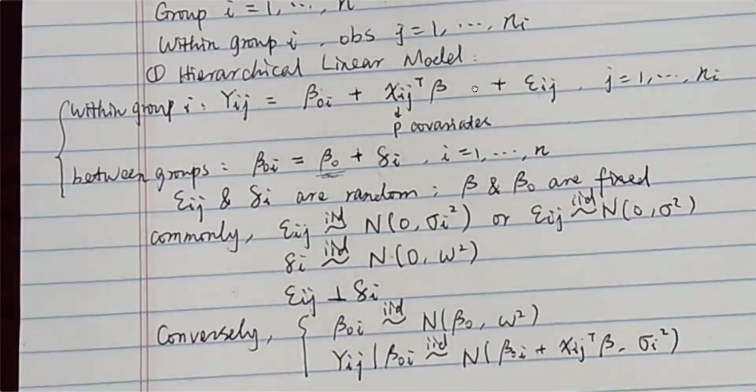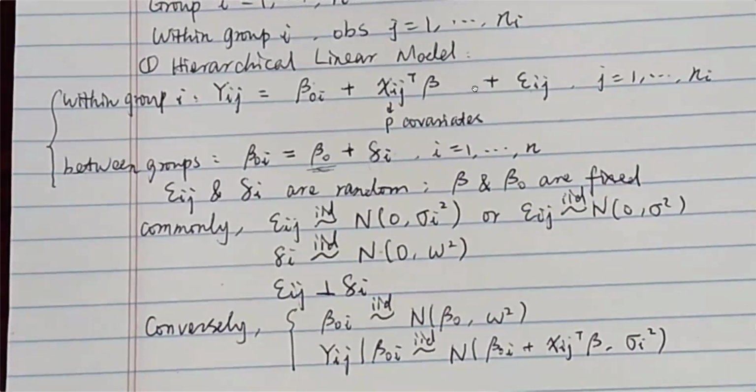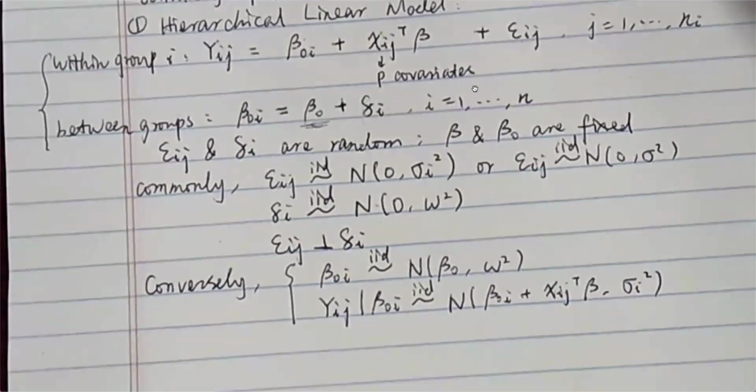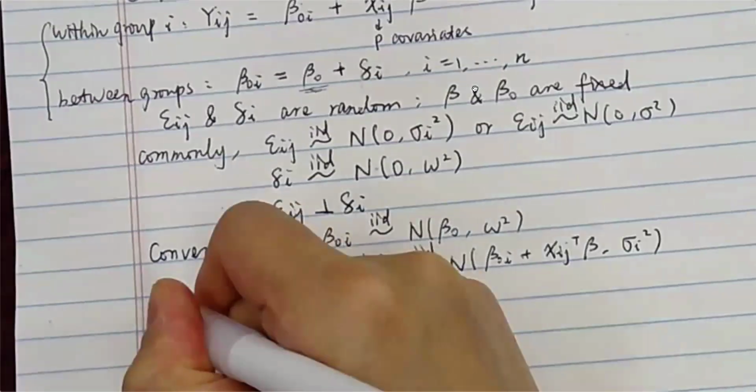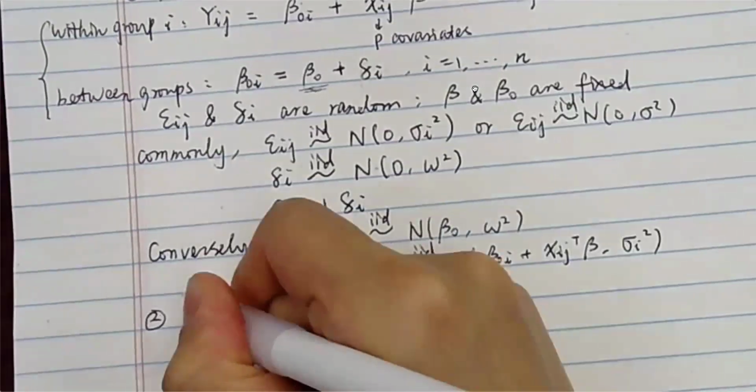And this sigma i squared can be reduced to a common sigma squared. So we have a two-layer Gaussian distribution. Okay, this is the hierarchical linear model interpretation. Do we have questions? All right, if not, then let's talk about the second formulation, the linear mixed model.